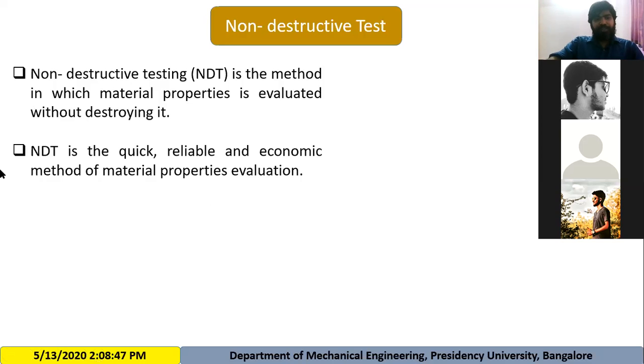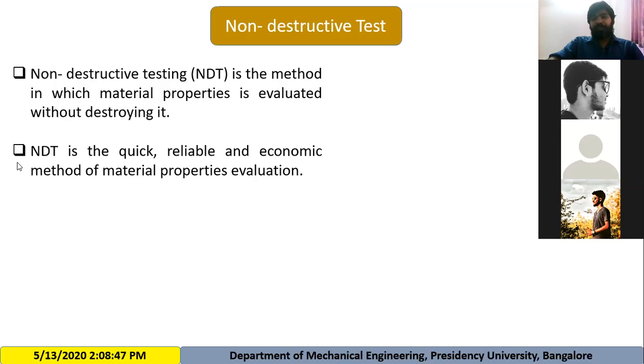Non-destructive testing is also written as NDT. It is commonly known as NDT. It is quick, means you can analyze the properties very quickly. Then reliable, means you can have belief in it. And the next is economic, means less costly. So NDT is a quick, reliable and economic method of material properties evaluation.